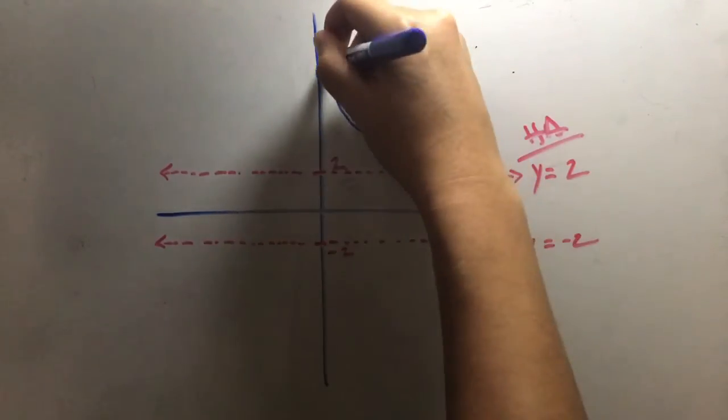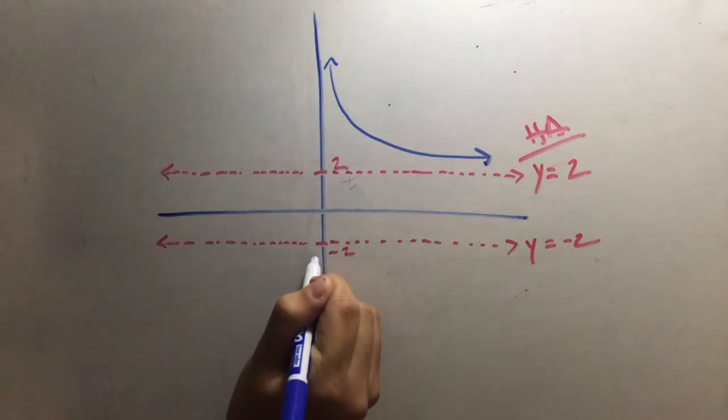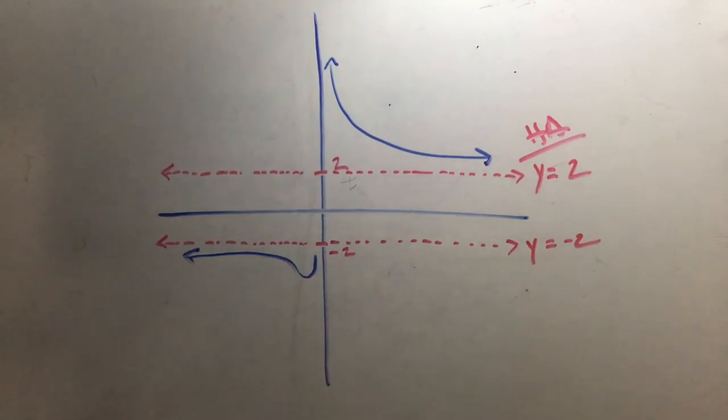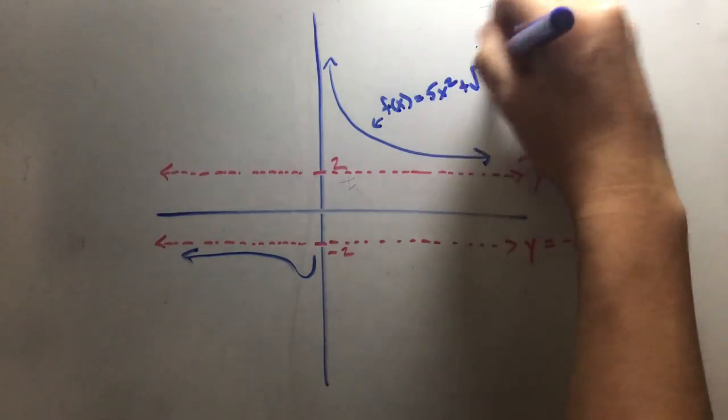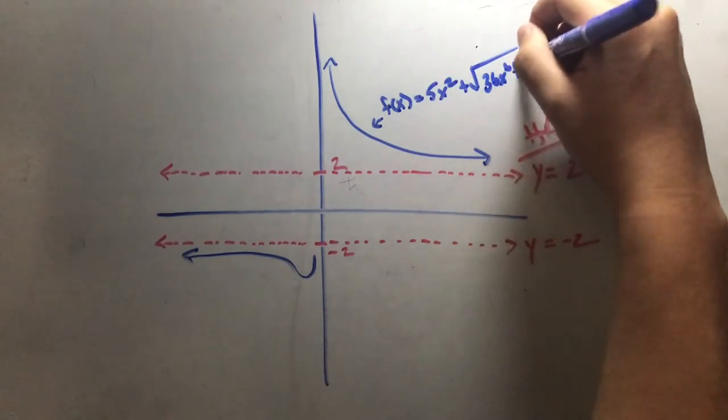As you can see from the graph, the function 5x squared plus the square root of 36x to the power of 6 plus 2x all over 3x cubed gets infinitely closer to the values of y equals 2 and y equals negative 2.